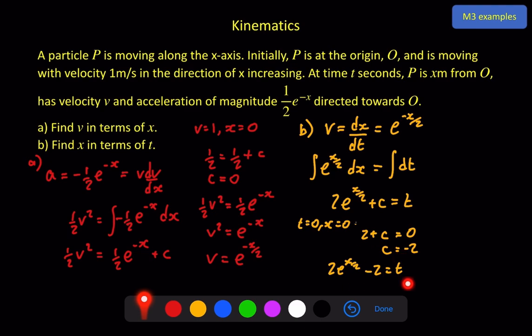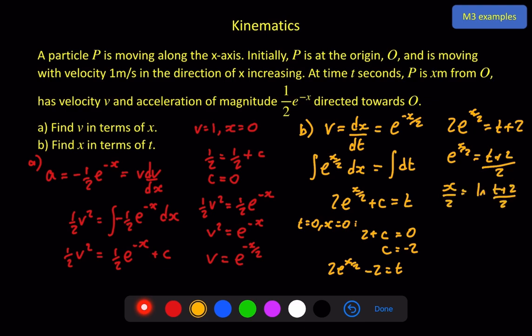So we're going to need to rearrange this expression to get x equals. So a few stages of rearranging here. We've got 2e to the x over 2 is equal to t plus 2, and then divide it all by 2, and then our natural log, so x over 2 is equal to the log of t plus 2 over 2, and just times it by 2. x equals 2 log of t plus 2 over 2 like that. And that's the final answer for part B.